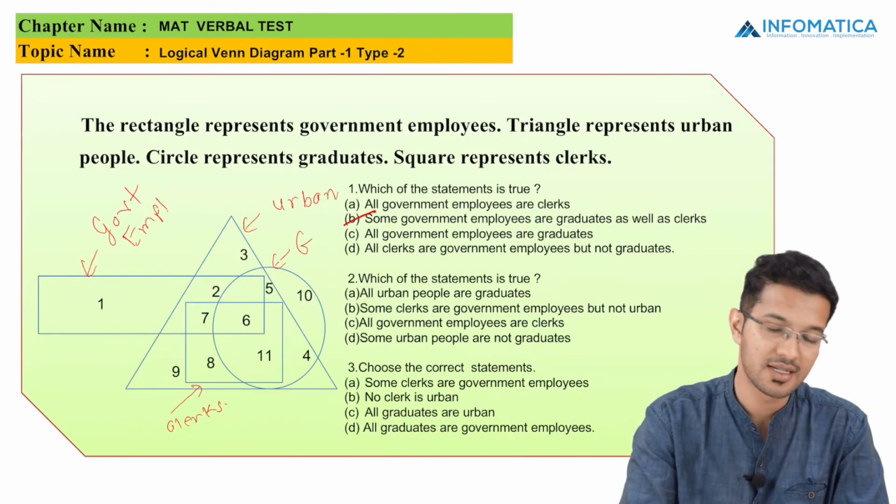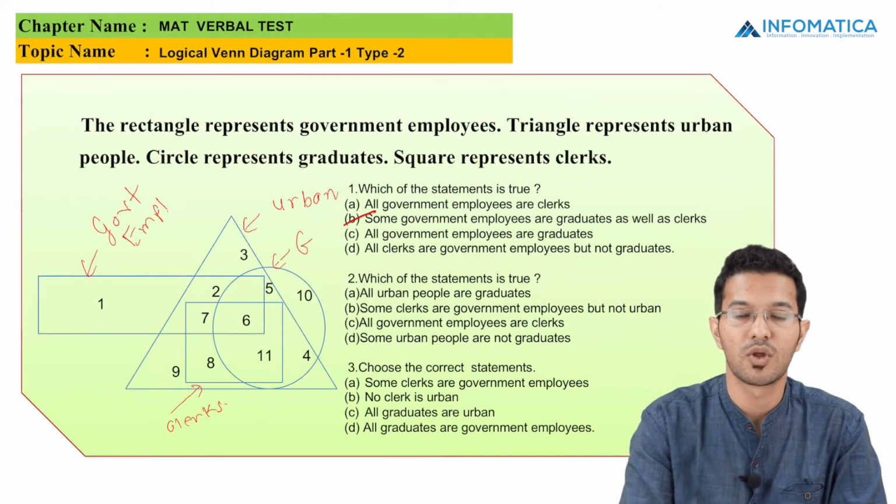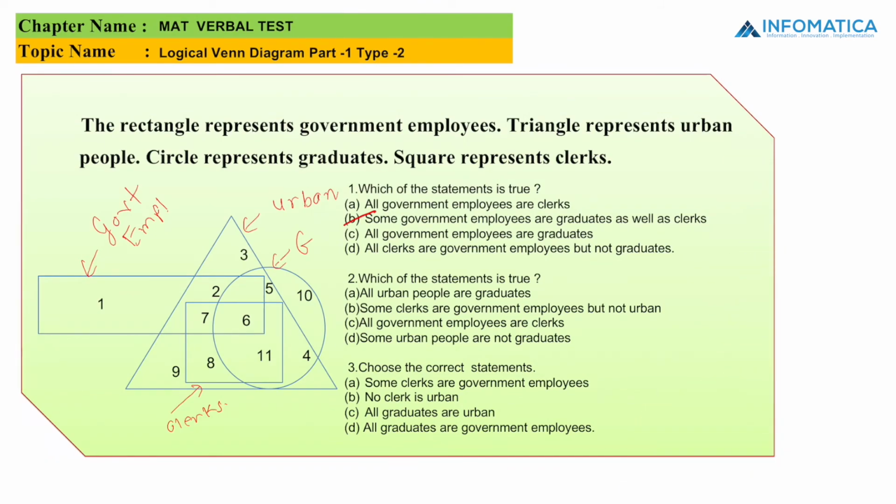So I can definitely say that answer to this question will be option 4. Because if you look at the numbers 2, 7, 8 and 6, they are outside the circle but they are inside the triangle. So option 4 will be the right answer. Next is choose the correct statements. Some clerks are government employees. Now we can see that some clerks, now if we talk about clerks, they are inside the square.